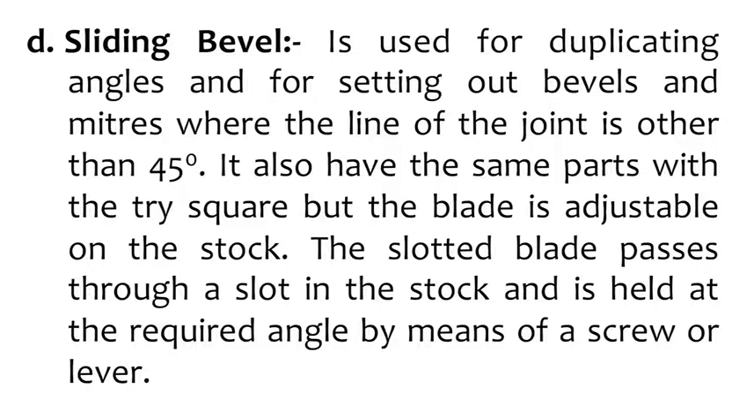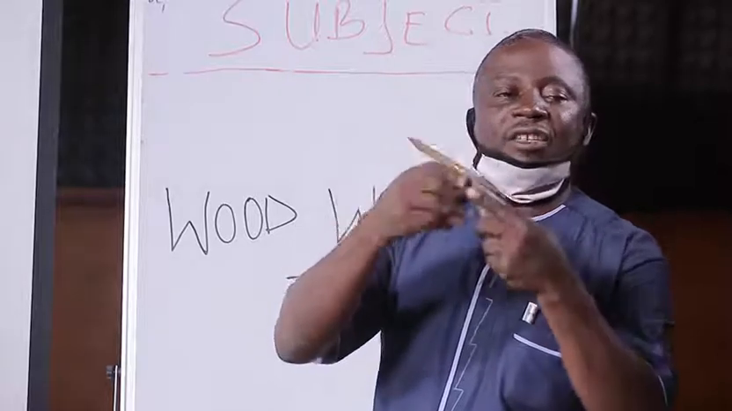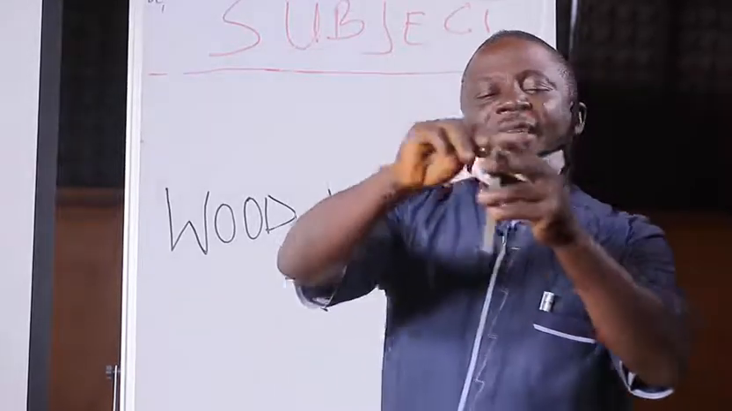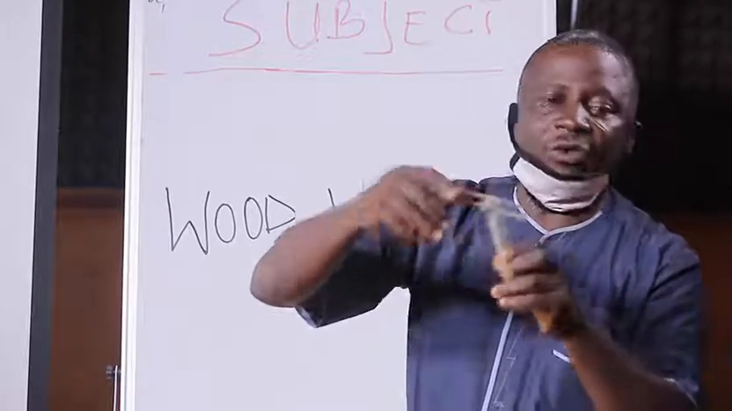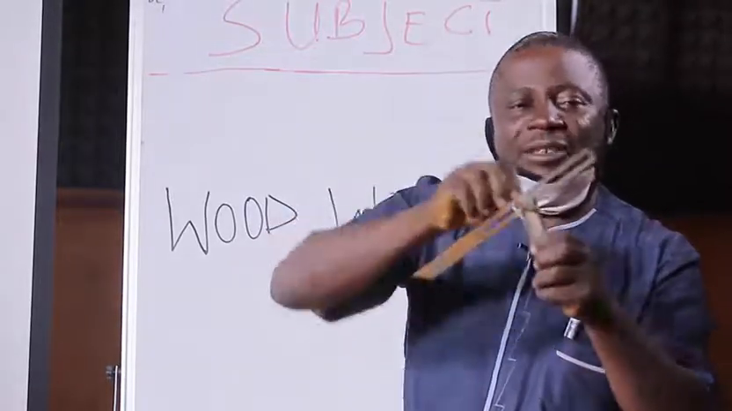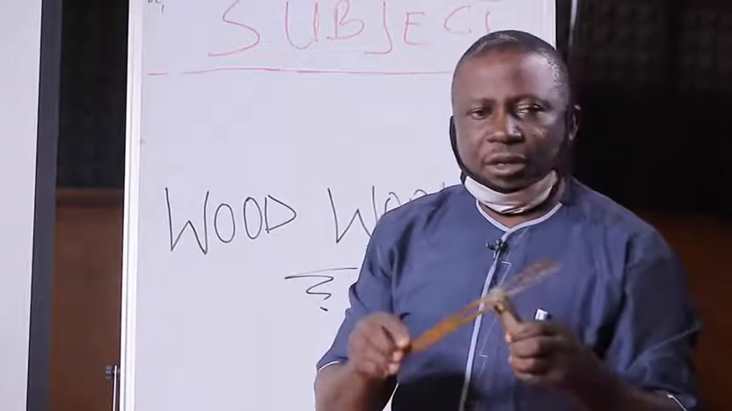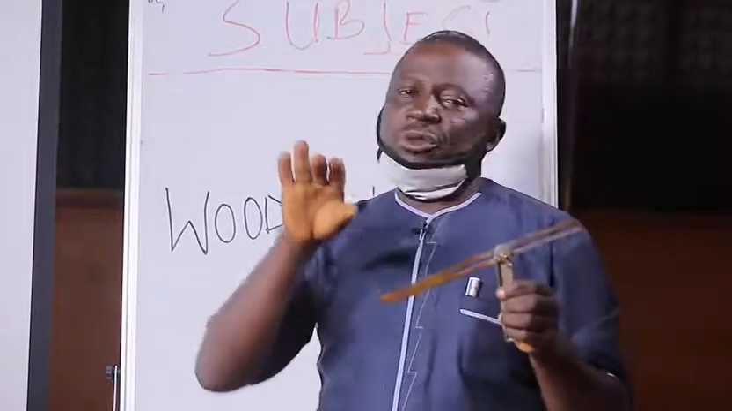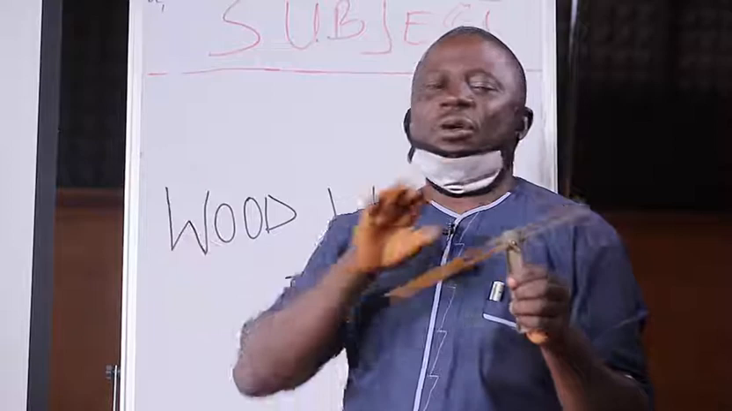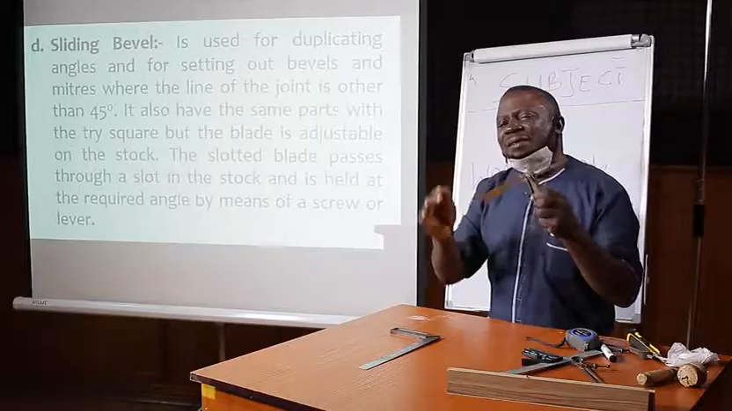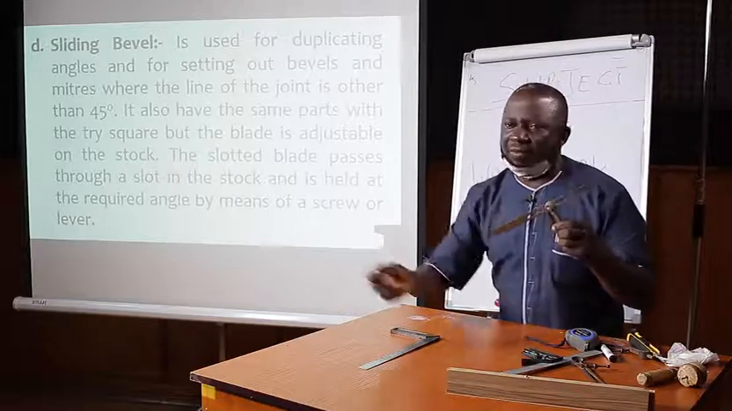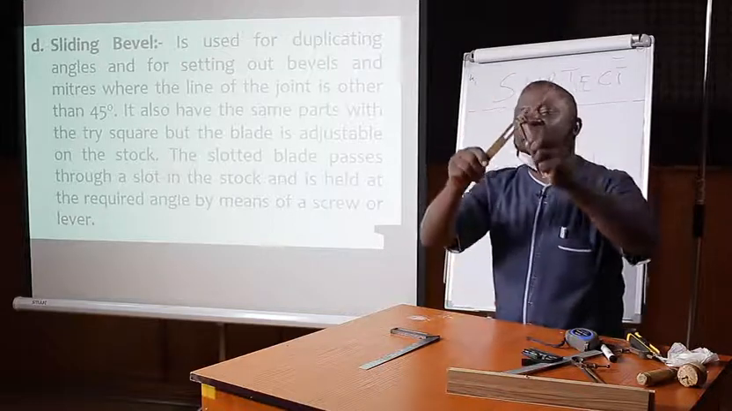It has the blades. This is the blades. It has the stock. This is the stock. It has the screw thumb, or the screw that is used for tightening the blades to the stock at any angle. Now, class, remember, I told you that the mitre square is for taking angles at 45 degrees only. But what if you have angles that are less than 45 degrees or slightly more than 45 degrees? You can still use this one because this one is adjustable.